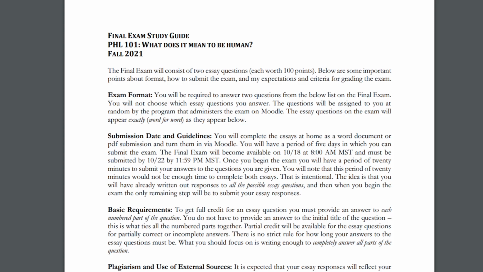Now that we know how to find the study guide, we can begin discussing how the exam will actually work. Let's begin by considering the format of the exam. The final exam will consist of 2 long-form essay questions. These essays will require you to respond to a specific essay prompt and answer everything that is asked in that prompt. You can find the possible essay prompts you could see on the exam listed in the subsequent pages of this document. Furthermore, you will not choose which of these essay prompts you will answer. The prompts you will be required to answer on the exam will be chosen at random by the program that administers the exam.